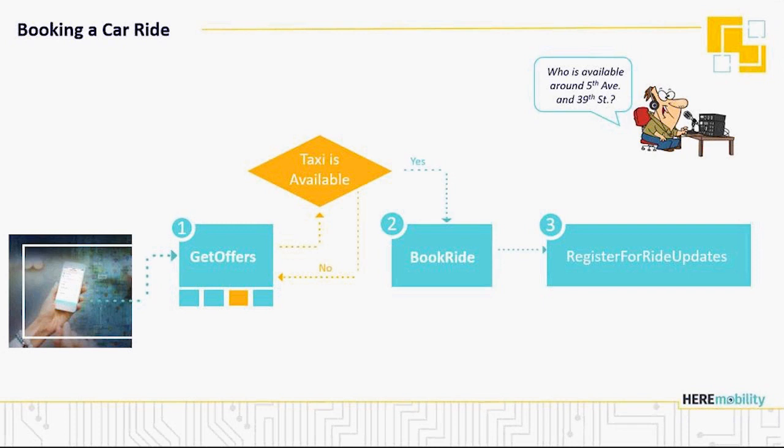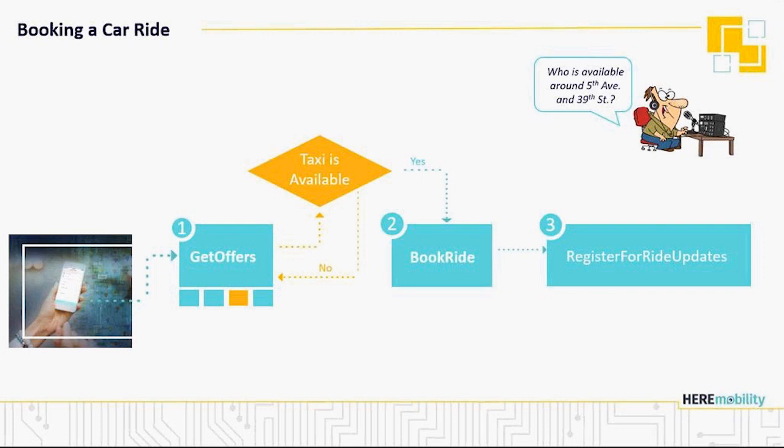After the user books a ride, at this point, a dispatcher, human or software, checks if there is a taxi available to come and pick you up. At this point, it's what you're all probably familiar with. Someone's checking, hey, who's available around Fifth Avenue?